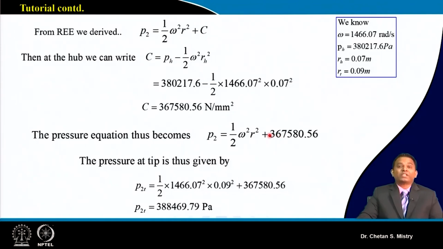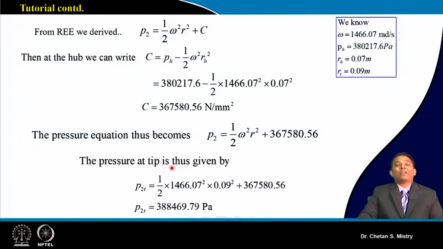Now this is giving us a hint. If I am looking for my static pressure calculation at the tip, I know my angular speed and I know my radius at the tip. So we can write here 1466.07 square, and my tip radius is 0.09 square. If this is known, we can calculate our static pressure, that is 388.46 kilopascal. Now this gives me our static pressure calculation at the tip.